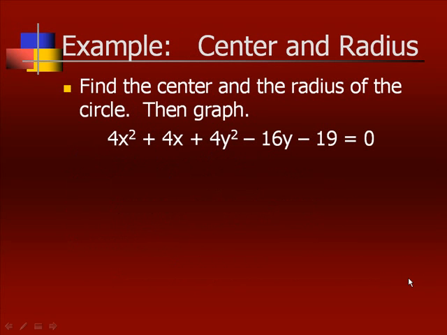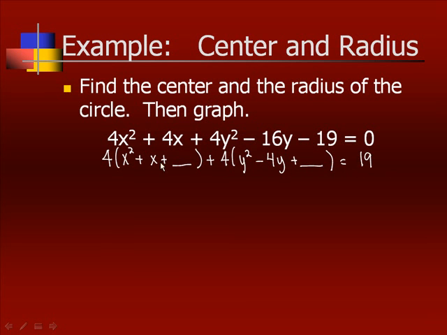Now, this one's a little bit different. First thing we're going to do on this one is let's go ahead and separate, but I'm going to go ahead and factor out a GCF of 4. So that would give us x² + x. Then we're going to leave a gap. Second group, pull out a 4. That gives us y² − 4y. Then we're going to leave a gap. And let's go ahead and add our 19 over to the other side.